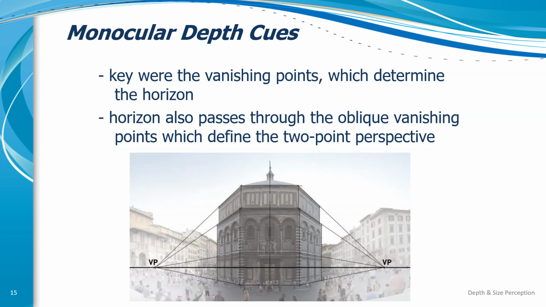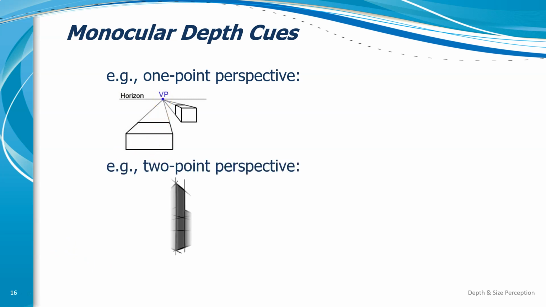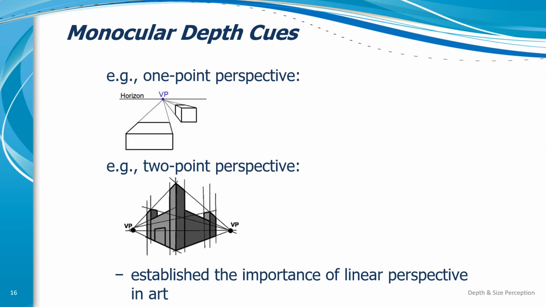So just to talk about point perspective for a second, this is an example of one-point perspective in which these geometric figures all converge on one vanishing point. In contrast, we have two-point perspective, and here we have two vanishing points. So again, the point of what Brunelleschi did was establishing that linear perspective is really important for an artist to consider. So let's just compare and contrast for a sec here.